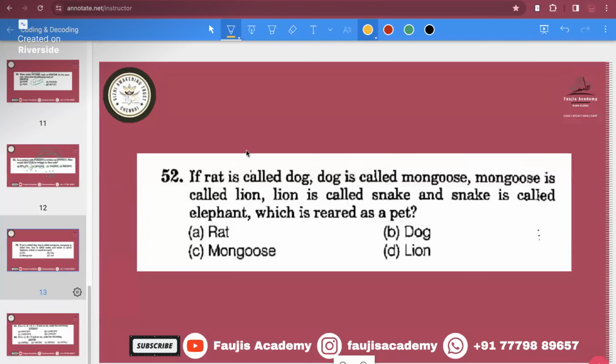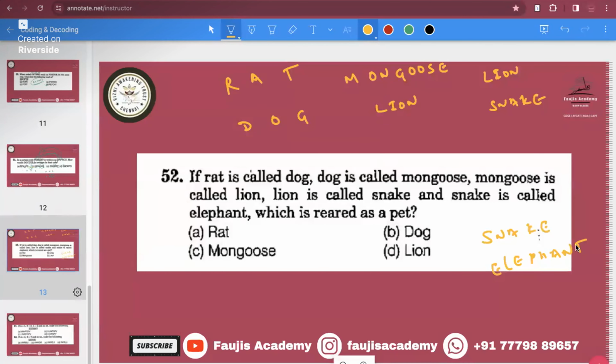Yeah. This one. A rat is called a dog. Mongoose is called a lion. Lion is called a snake. And a snake is called an elephant. Which is reared as pet? Rat. Option C, sir. So, which is reared as pet? Dog, obviously, not lion, snake, or elephant.